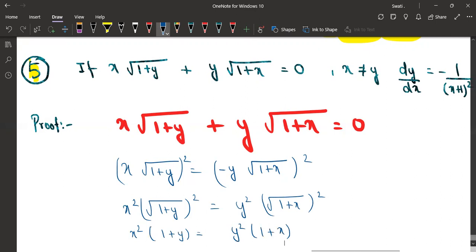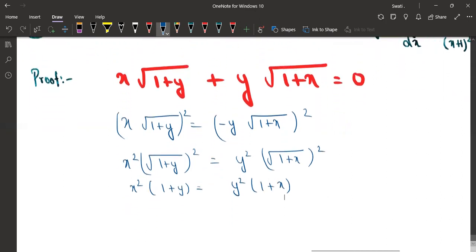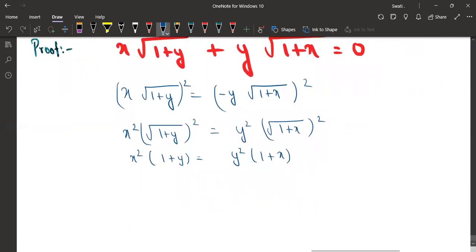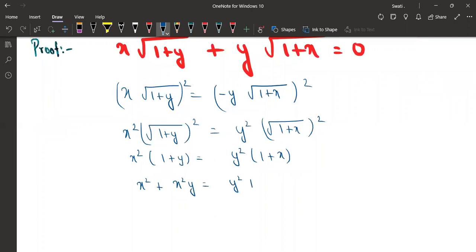Now I can just apply the distributive property, and I can write this as x square times 1, that is x square, plus x square times y, that is x square y, is equal to y square times 1, that is y square, plus y square times x, that is y square x. I'll write x square as it is, and I'll shift this y square to the other side. That will become minus y square is equal to y square x as it is, and this plus x square y will become minus x square y, right?